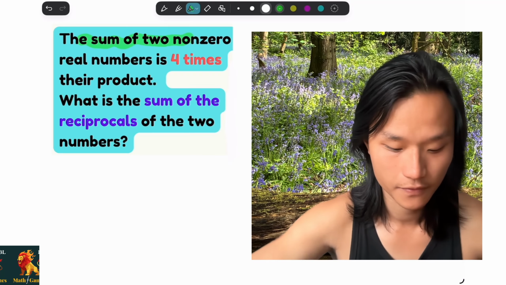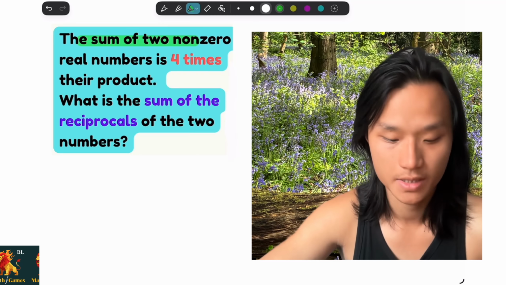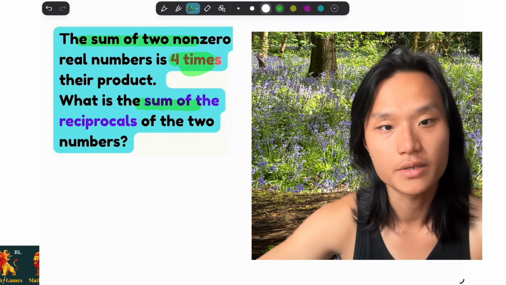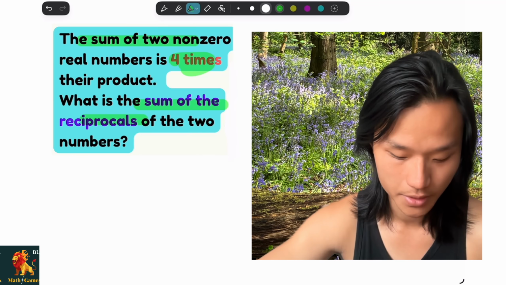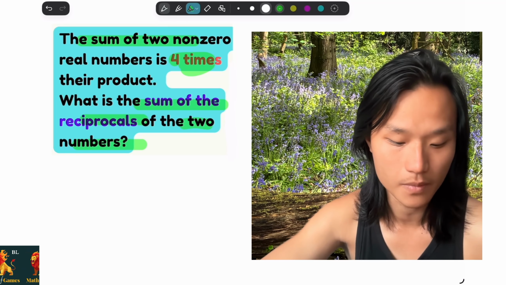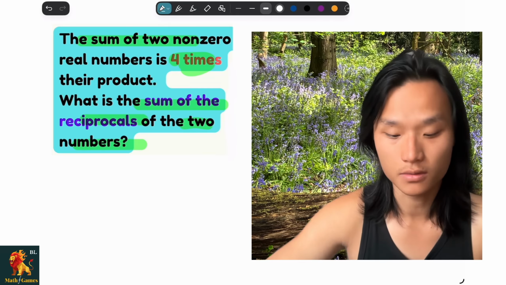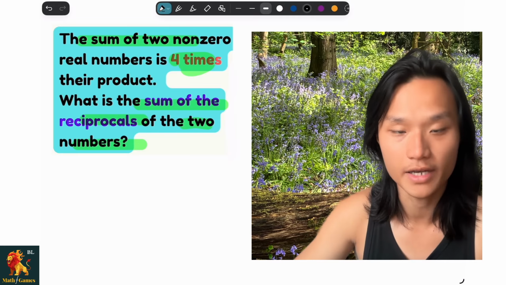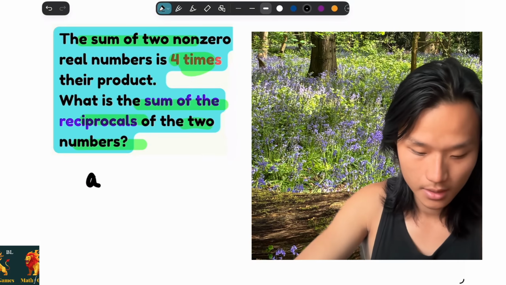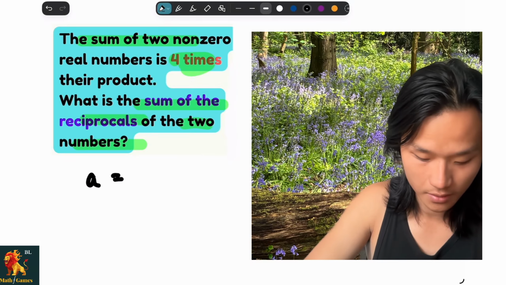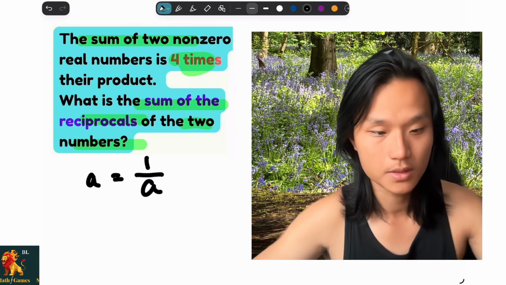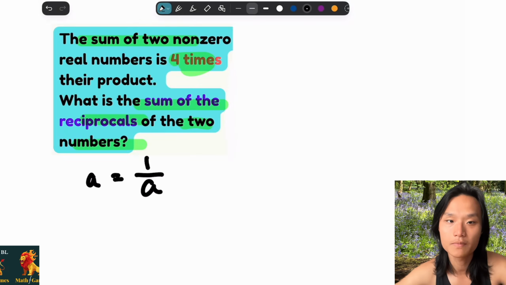So the sum of two non-zero real numbers is 4 times their product. What is the sum of the reciprocals of the two numbers? The reciprocal really is just the fraction of that number. So if we have a number a, then the reciprocal is 1 divided by a. So let's try this problem.